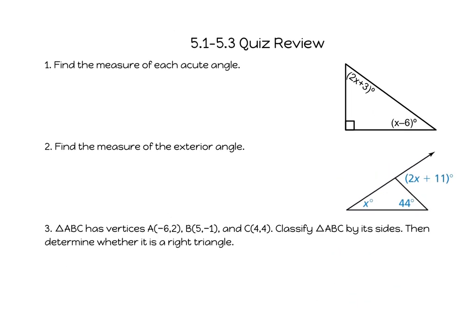Okay, on this page here, lots of different things that we're doing. First one says find the measure of each acute angle. We just talked about how the three angles in a triangle, we know they add up to be 180. But if I know that this one here is already 90, what's that tell me about the two angles that are left? They got to add up to be 90.